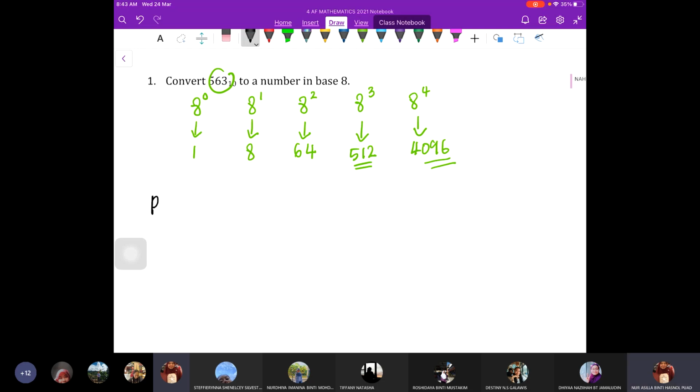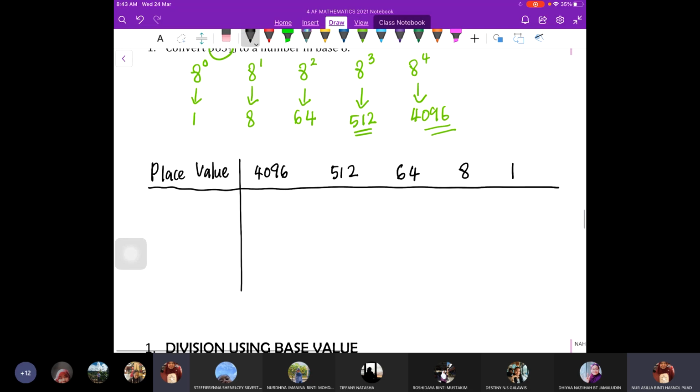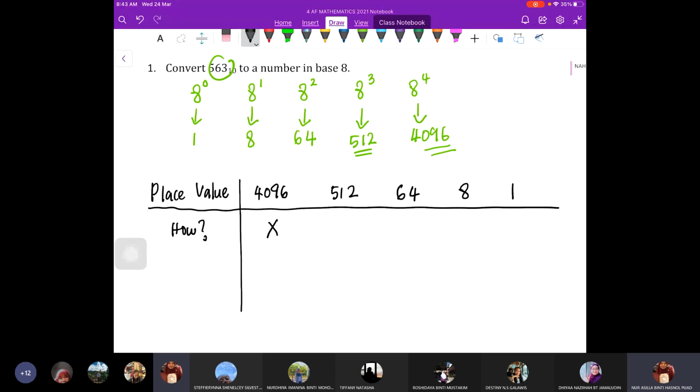So kita start dengan place value. Better buat table lah, senang nak tengok. Okay, so place value kita yang pertama will be 4096 and then 512, 64, 8 dengan 1. Okay, kemudian kita pergi kepada how. Step kita. So 4096 tak boleh buat apa-apa. Okay, sekarang 512 kita ambil kita punya base 10.